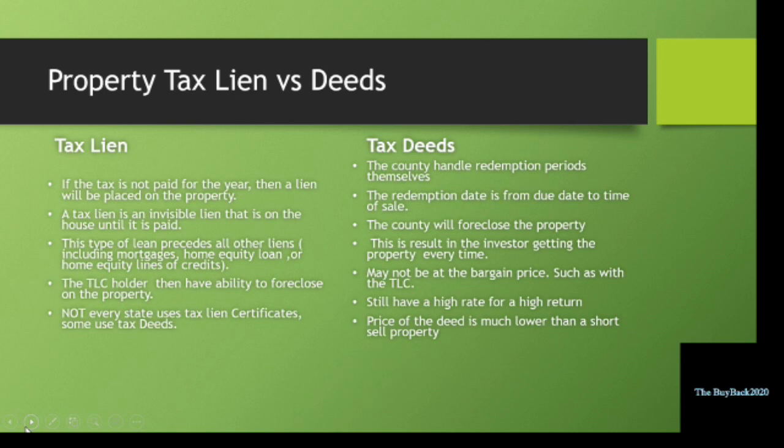This results in the investor getting the property every time. It may not be at a bargain price, such as the tax lien, but you still have the ability for a high return, because you'll be making way less of an investment when it comes to a tax deed. For instance, if a home is $125,000, the tax deed may only be for $25,000, and you will walk away automatically with the home with the total payment of the $25,000. Prices of the deed are much lower than a short selling property. So let's keep that in mind.